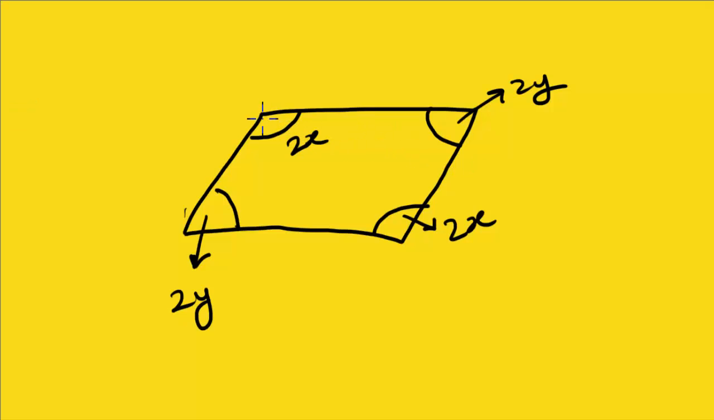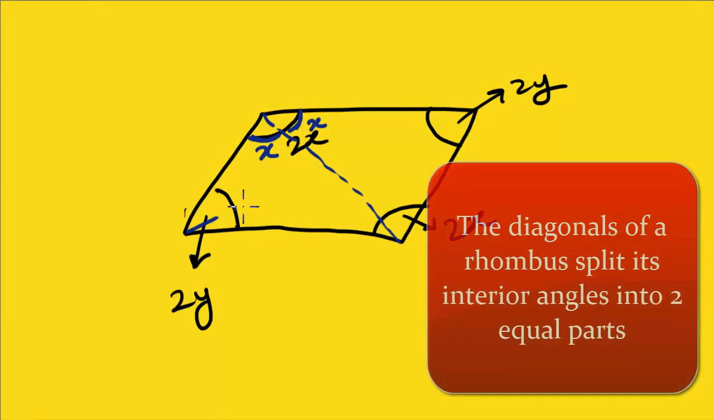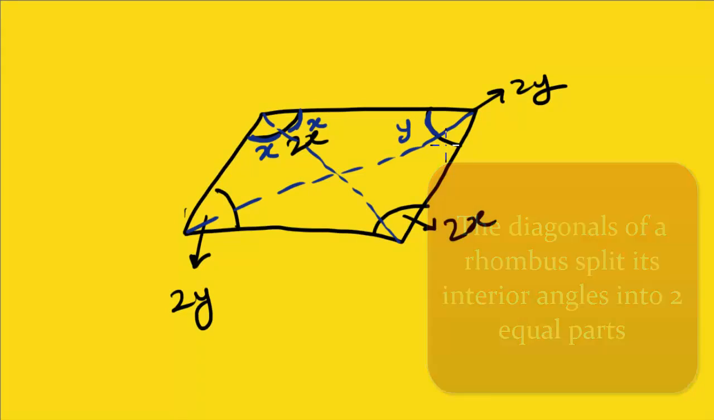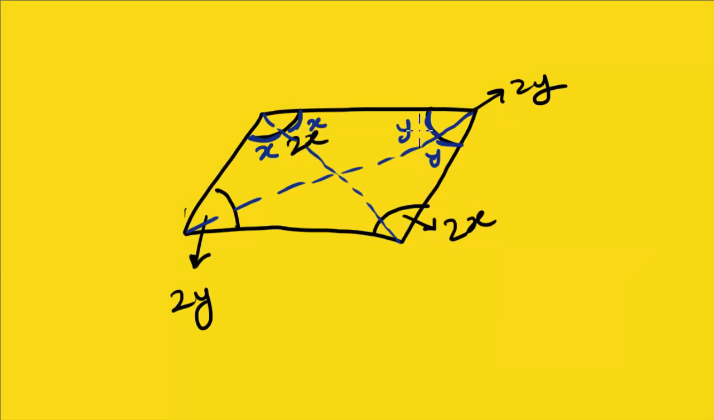What does that mean? That means it splits them into two equal parts. So that means this angle here is going to be x, half of 2x. This angle here is going to be x. So together they add up to 2x. Similarly, this diagonal here splits this angle and this angle into two equal parts. So this part here is going to be y. This part here is also going to be y. And together they add up to 2y. So that should make sense.